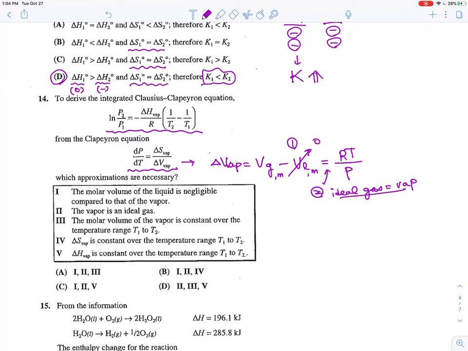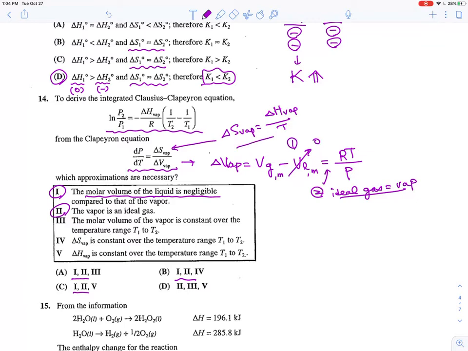Okay. So once you have those two, the vapor is an ideal gas and the molar volume of the liquid is negligible. Not partial molar volume, just the molar volume of the liquid is negligible. So 1 and 2 must be included. Yet I need to make a third choice, which is the following. Once you have those combined, we are also using delta S vaporization equals delta H vaporization over temperature.